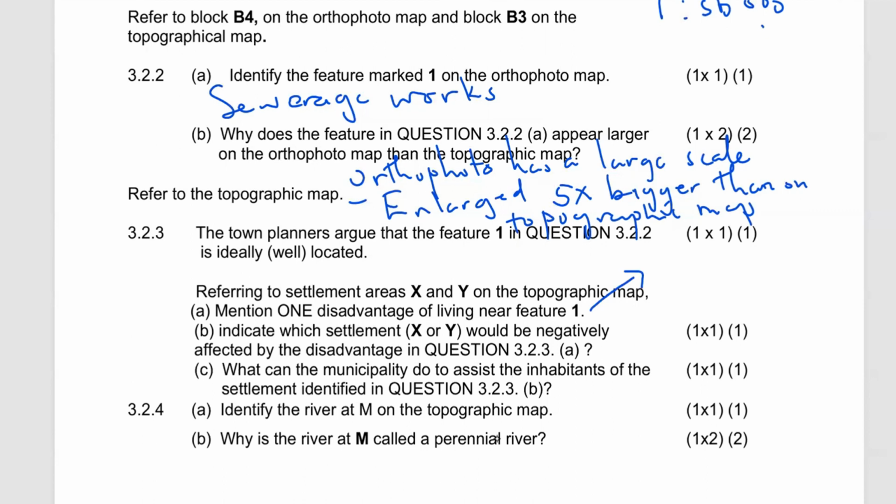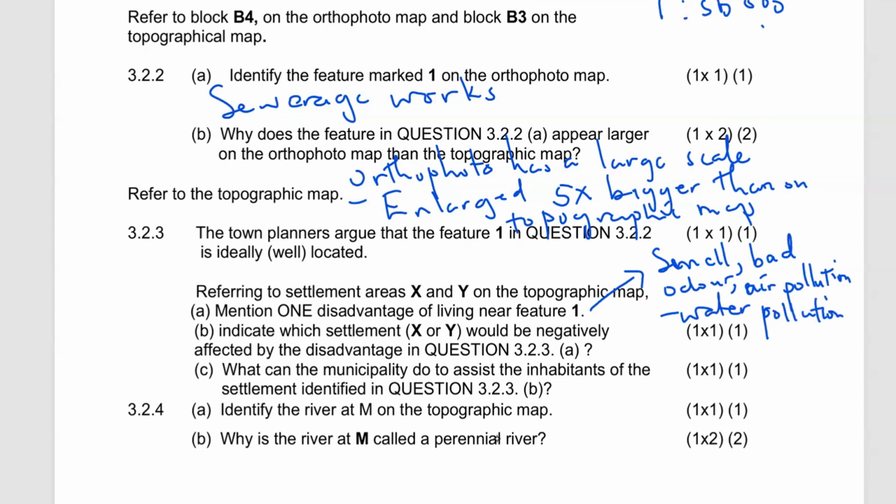If people are living near the sewage works, what is going to happen? They're going to have problems of smell, or we can talk of the bad odor, or air pollution, or water pollution is also possible. Right, so that's the disadvantage of living near that feature.